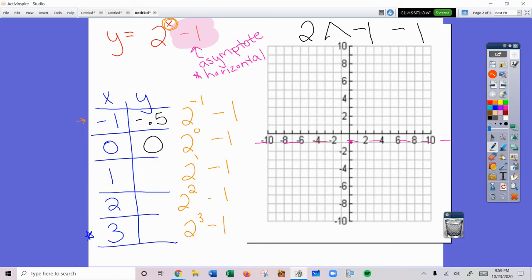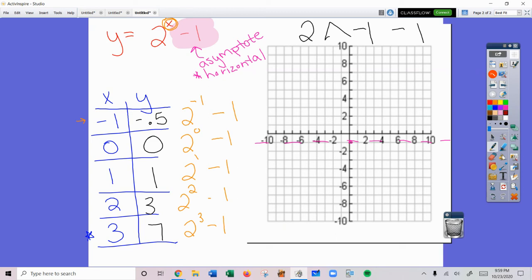Okay, then we are going to plug in a 1. And what do we get out when we do 2 to the first - 1? We get out 1. Okay, now let's do 2 squared - 1. That gives us 3. And 2 to the third - 1. This gives us 7.